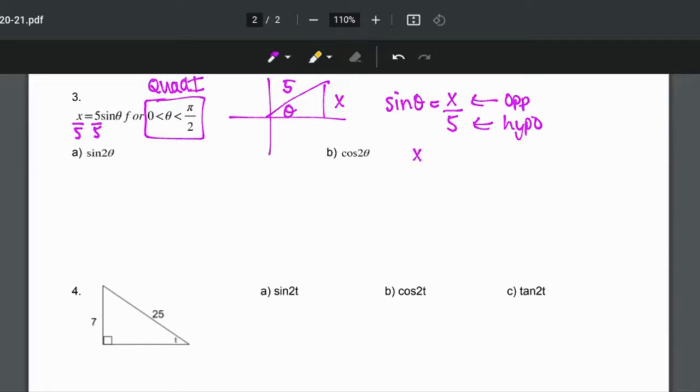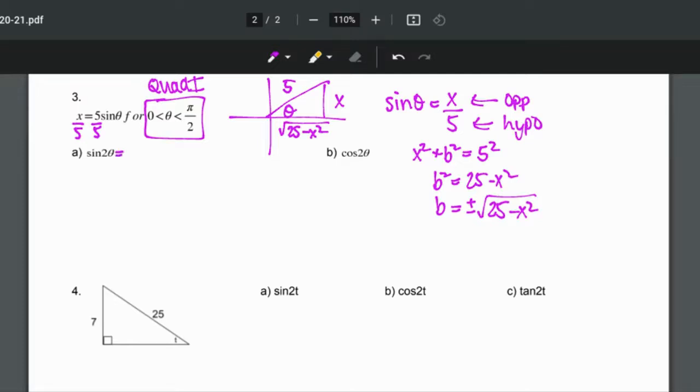So we've got x squared plus b squared equals 5 squared. So b squared is equal to 25 minus x squared. And then b is either plus or minus square root of 25 minus x squared. So now we know that since we're in the first quadrant, this would be positive square root of 25 minus x squared. And then we can do the problem from here.